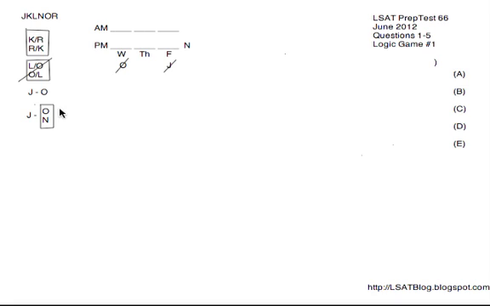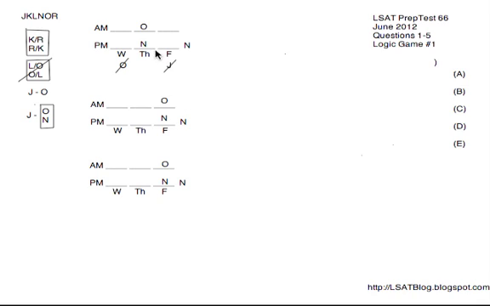So for this reason, we can make a few different diagrams based upon the placement of O and N. Since J goes before them, we know that O and N will go on either Thursday or Friday. So I'm going to make two different diagrams representing those different possibilities. So we can have O and N on Thursday, or we can have O and N on Friday.